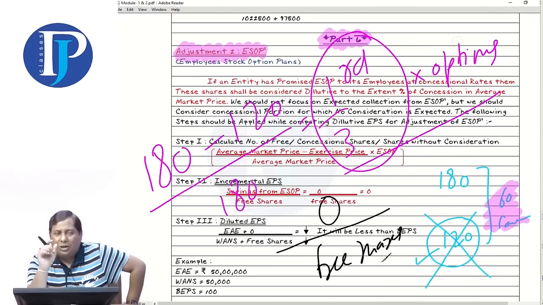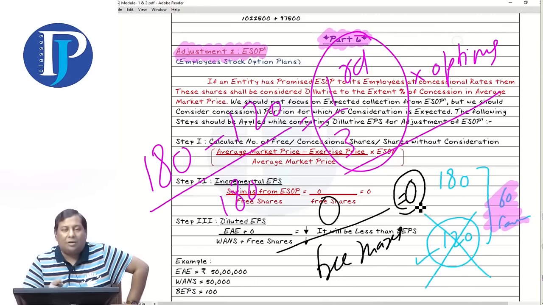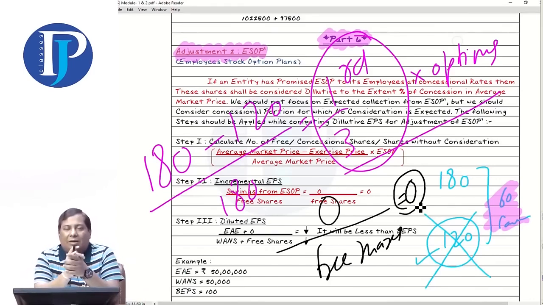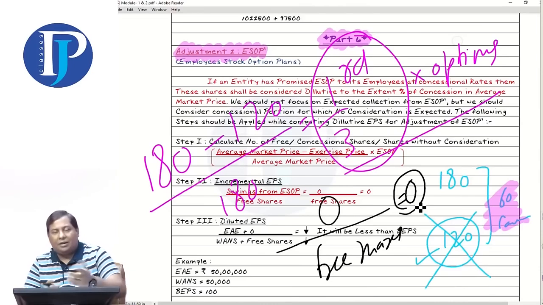If it was a convertible debenture, there would be some coupon rate and you would have had savings. If it was convertible preference shares, you would also have savings at a fixed rate. But you don't have any savings in ESOP and you have to give free shares. So its incremental EPS will remain 0, and because incremental is 0, first let's use this one. This is extra diluted. Thus, it's clear that the incremental EPS is 0 and its impact will be dilutive.